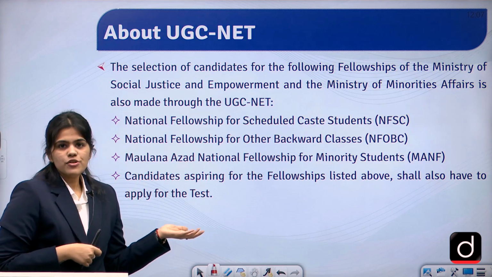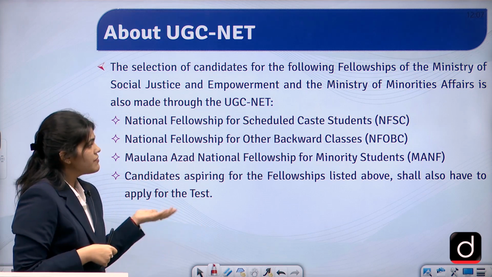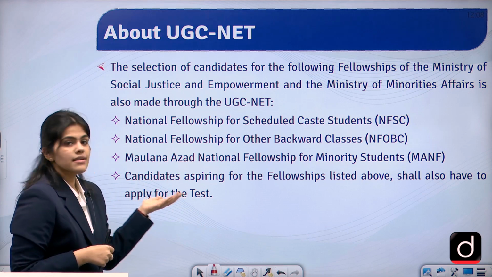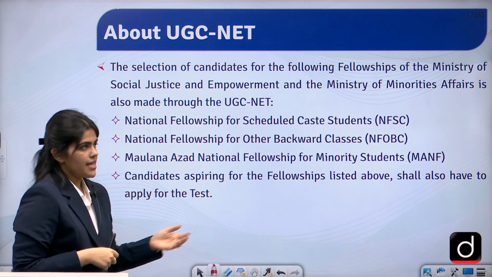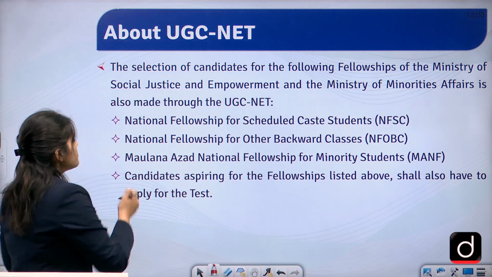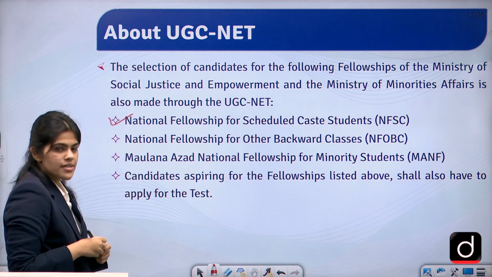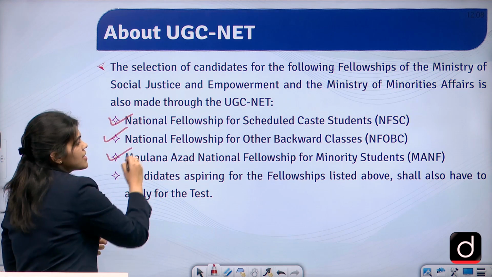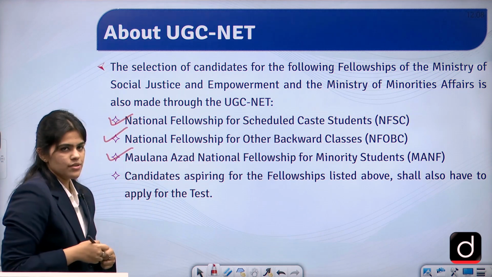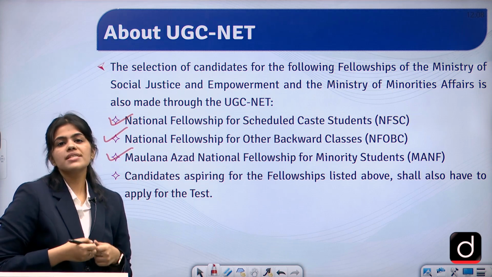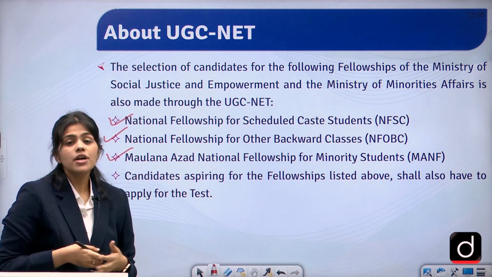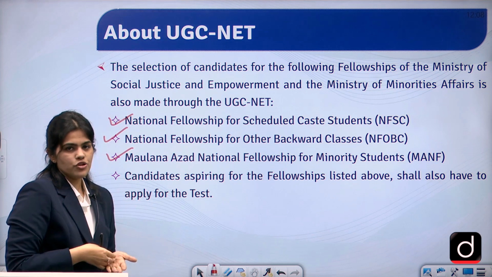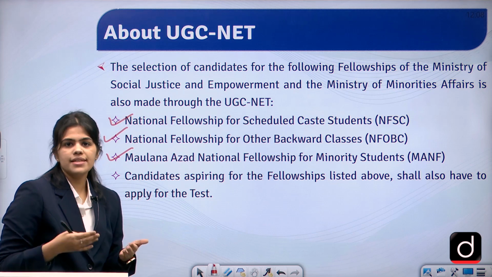There are some fellowships that we can see, and for the attainment of these fellowships, the candidates need to apply for the test. These other fellowships are the National Fellowship for Scheduled Caste Students, the National Fellowship for Other Backward Classes, and the Maulana Azad National Fellowship for Minority Students. So what is a fellowship? A fellowship is the amount that the government gives you so that you can carry forward your research work. So these are certain fellowships apart from the junior research fellowship.